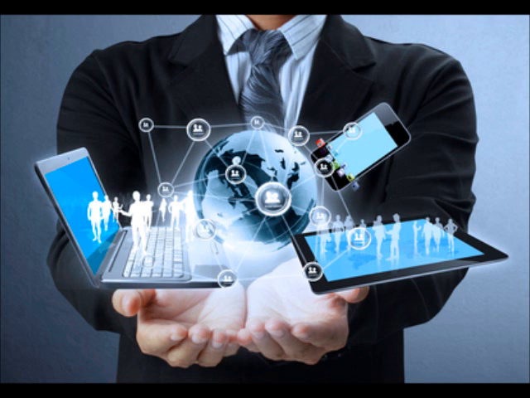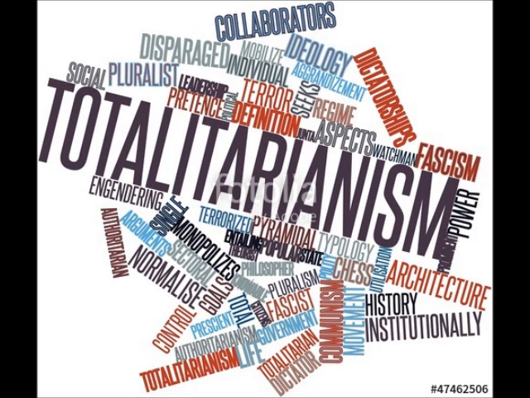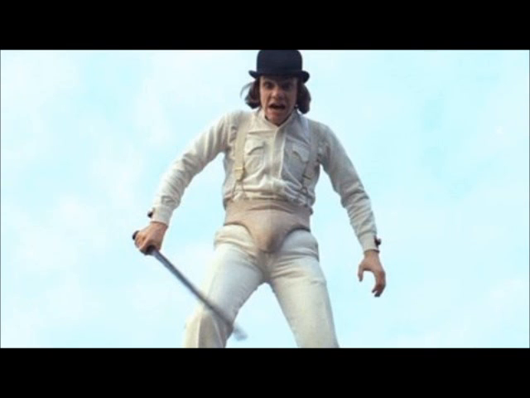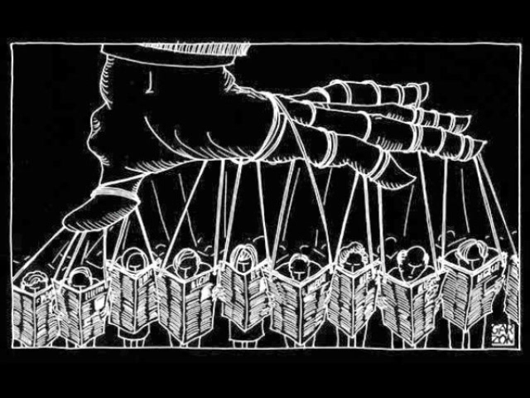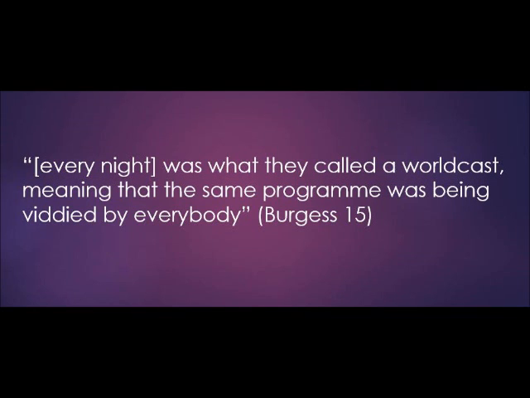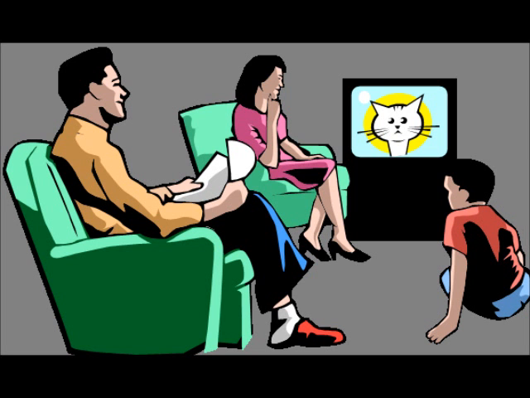Key elements that are displayed in A Clockwork Orange are totalitarianism by the government, the use of technology for psychological conditioning, and the dystopian protagonist's oppressive nature towards government control. The first element that is found in A Clockwork Orange is the totalitarianism that is shown by the government. In a totalitarian world, every night was what they called a broadcast, meaning that the same program was being viewed by everybody. The society that is displayed in this novel is shown to be one that lives under absolute government control, where everything from jobs to what is viewed on the television is decided by the government.